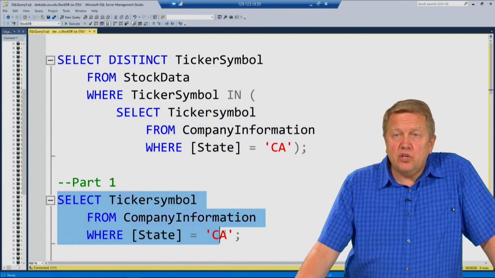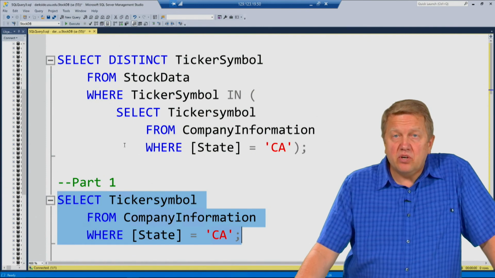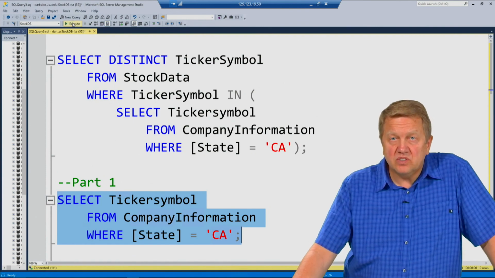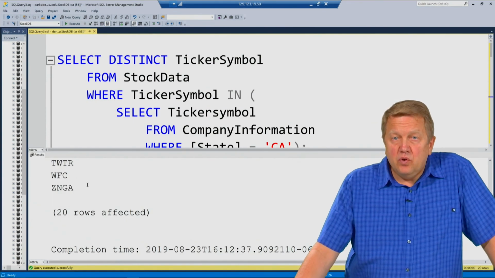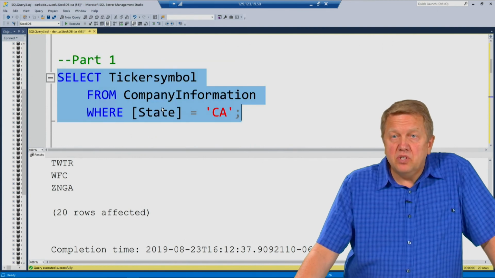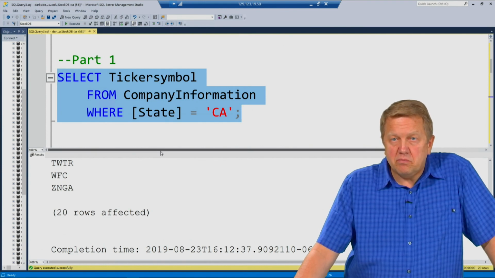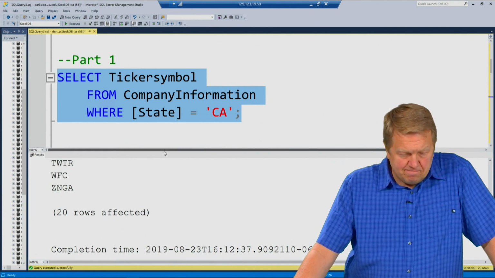So if I execute just this part of the subquery, we'll get a list of ticker symbols that are from the state of California. Well, that turns out to be really cool. That gives me the list of ticker symbols, but what I really wanted returned was something else.